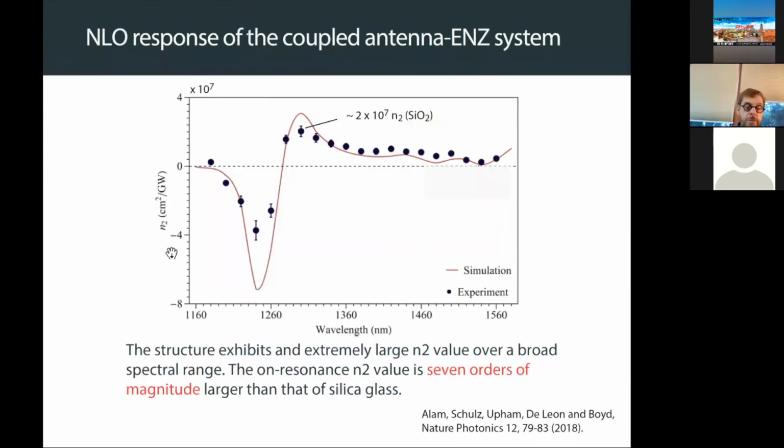Here are the results expressed as an N2 type nonlinear response as a function of wavelength. This is just for one particular antenna length. By changing the length of the antennas, we can change the resonance structure. But in this case, we found that the N2, first of all, became negative, then it crosses zero here, and then it becomes positive. This is a very, very big value, 20 million times the N2 of silicon dioxide.